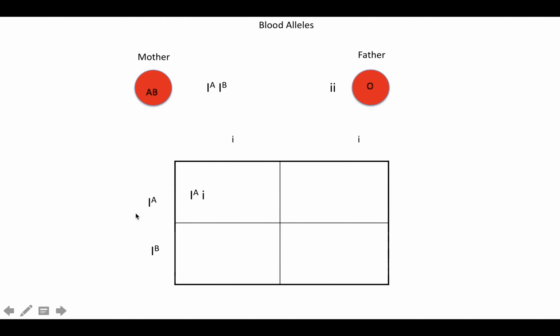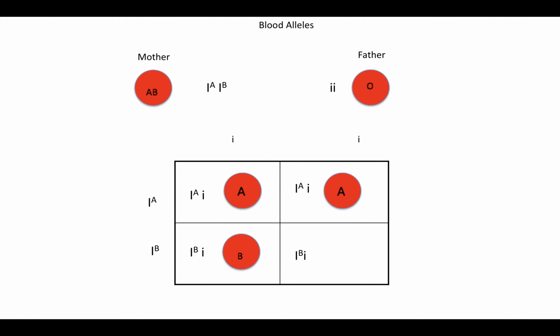In the first box, we end up with capital A lowercase i. In the second box, same thing. In the third box, we have capital B lowercase i, and we have capital B lowercase i in the fourth box. Our first person is going to have blood type A. The second offspring, blood type A. The third possibility, blood type B. And the fourth is blood type B. So 50% of these offspring will have type A blood and 50% will have type B blood. This couple cannot produce offspring with type O blood, and they cannot produce offspring with type AB blood. Only individuals with type A or type B.